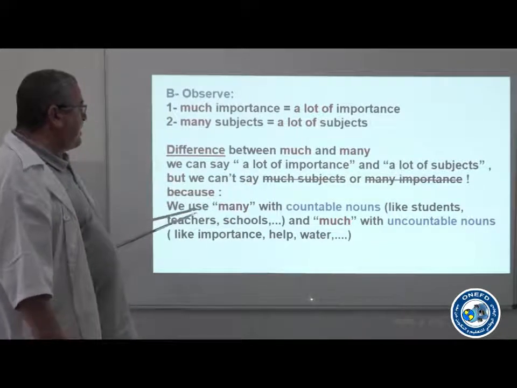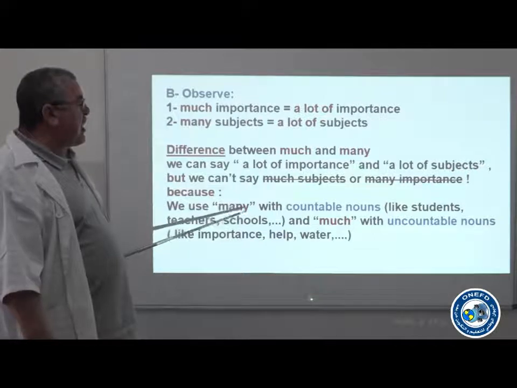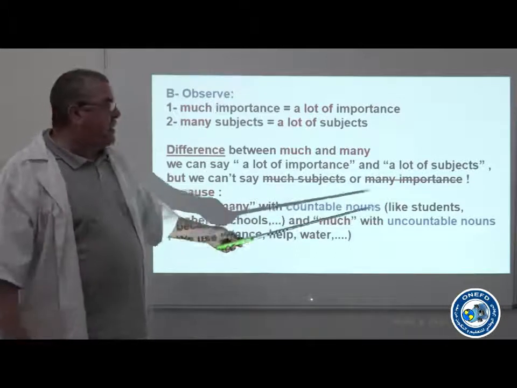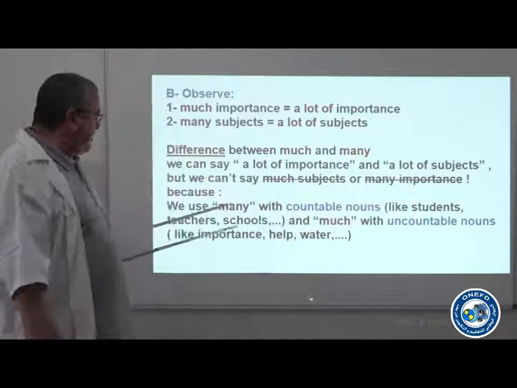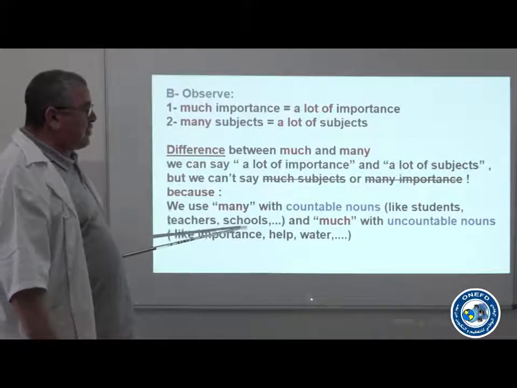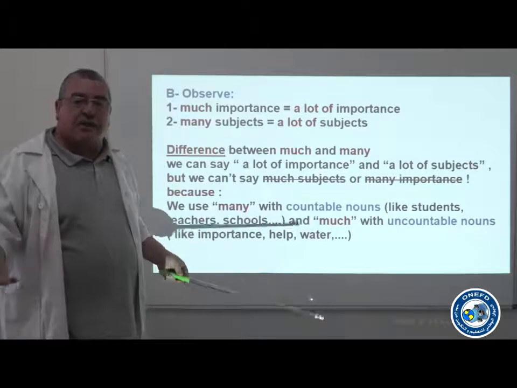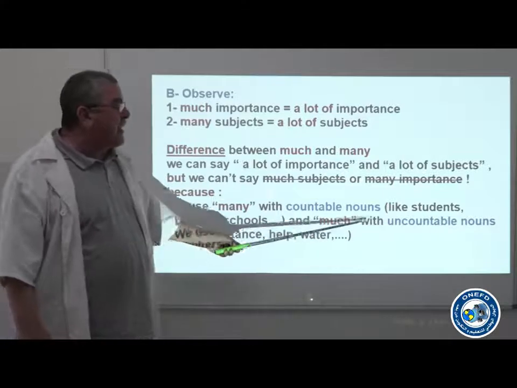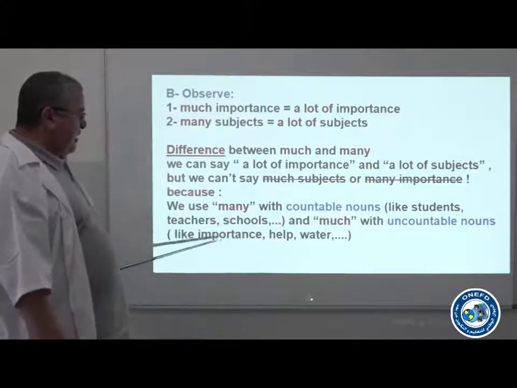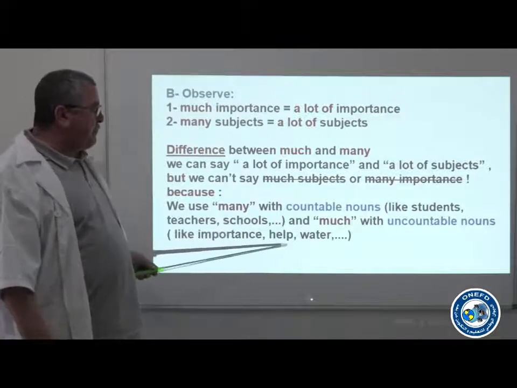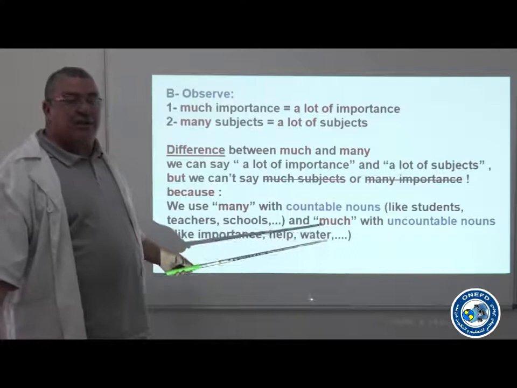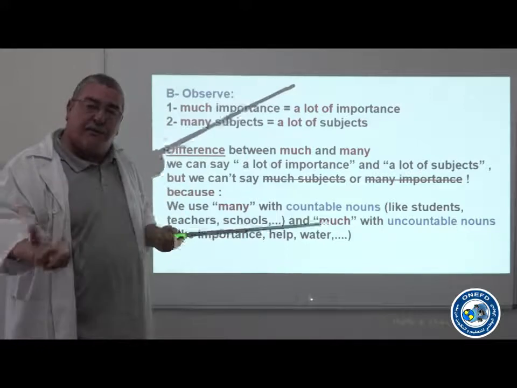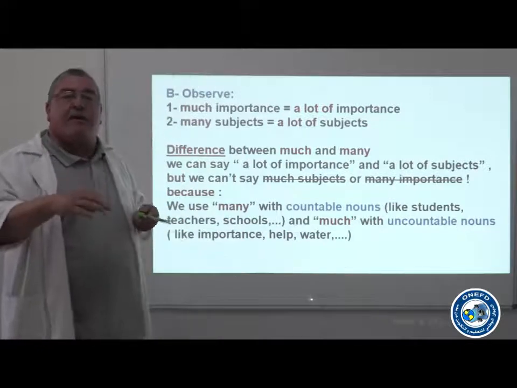Why? The reason is that many is used only with countable nouns. That is, nouns that we can count, such as students, teachers, schools. So you can say 1 student, 2 students, 3 students, 100 students. And much is used with uncountable nouns, such as importance, help, water. You know that you can't say 1 water, 2 waters, 3 waters. You say a quantity of water and not a number of waters.